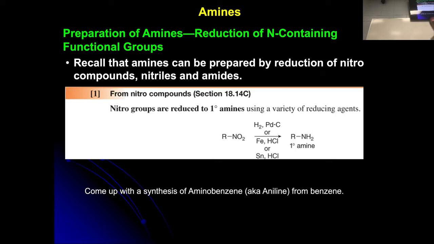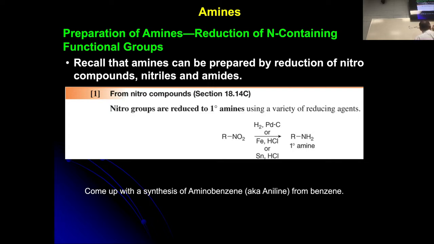We have one last slide to cover on the amines, and then we'll get into the new chapter material. Amines can actually be made by the reduction of the nitro group, NO2. Let's use a real example.